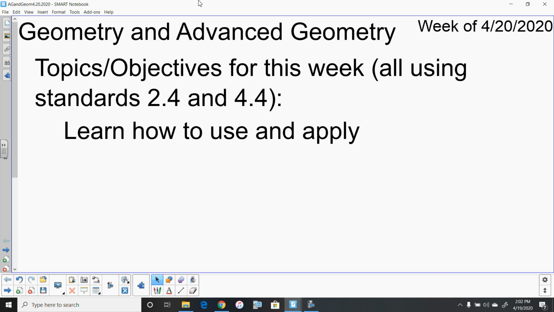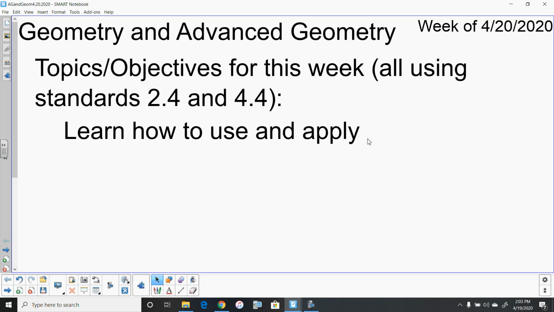And then I'll use that time later on in the week, Thursday or Friday, depending on which class you are, to answer any math questions that you got. Okay, but the lessons for this week are all going to be either standards 2.4 or 4.4, depending on what you're doing. Standard 2.4, you see here, is solving. Anything involving solving is typically counted under standard 2.4. And then standard 4.4 is similarity.